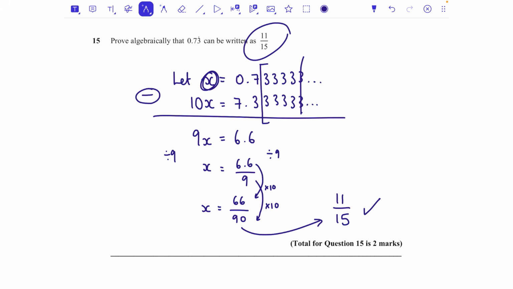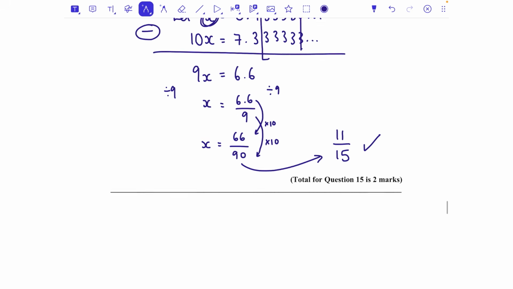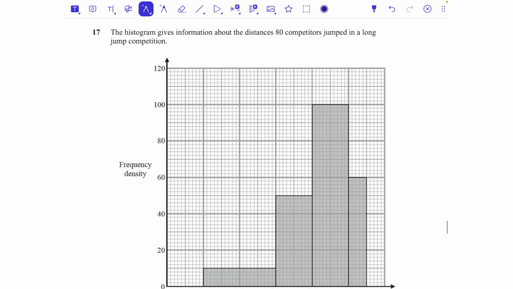So there we go. That is recurring decimals to fraction, a really common topic, so make sure you know how to do that one. Question number 17.